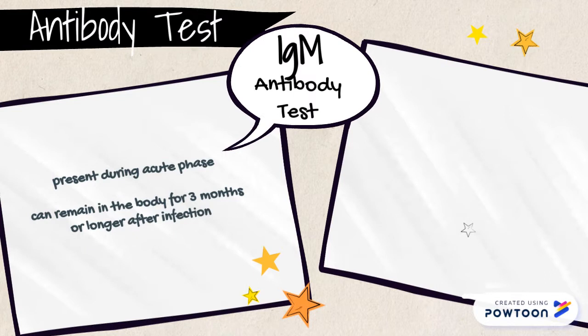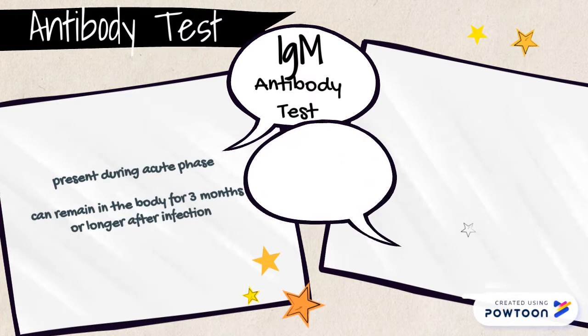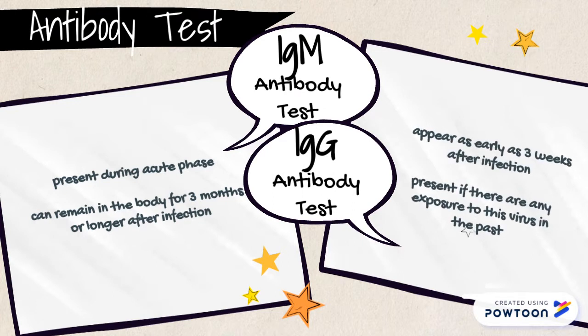The second antibody test is the IgG antibody test. IgG antibodies appear as early as 3 weeks after infection. They will be present if there has been any exposure to this virus in the past.